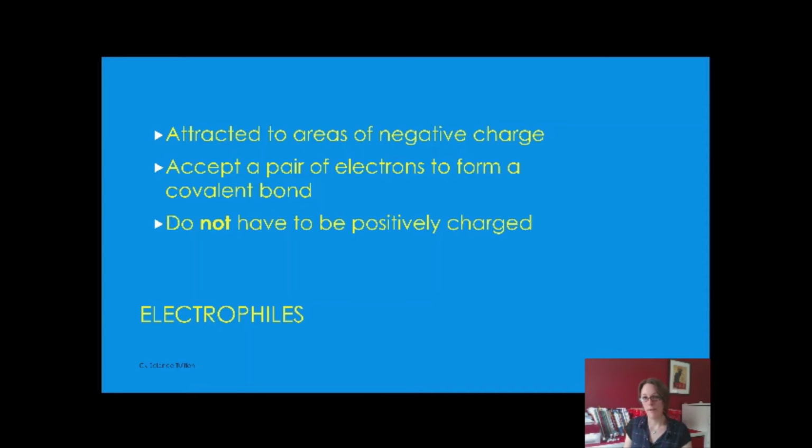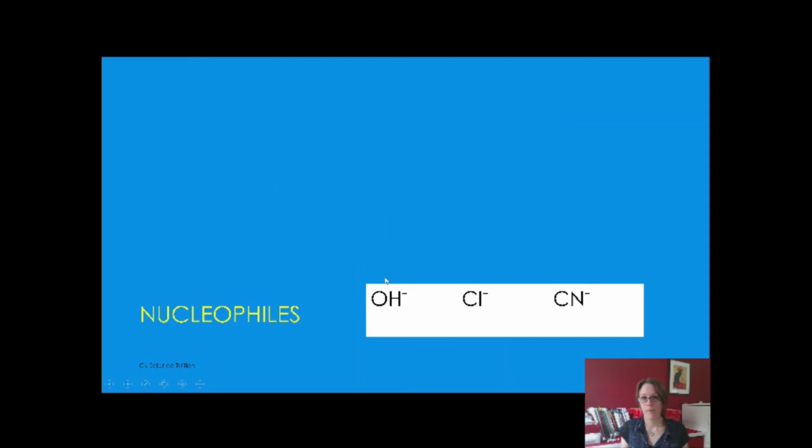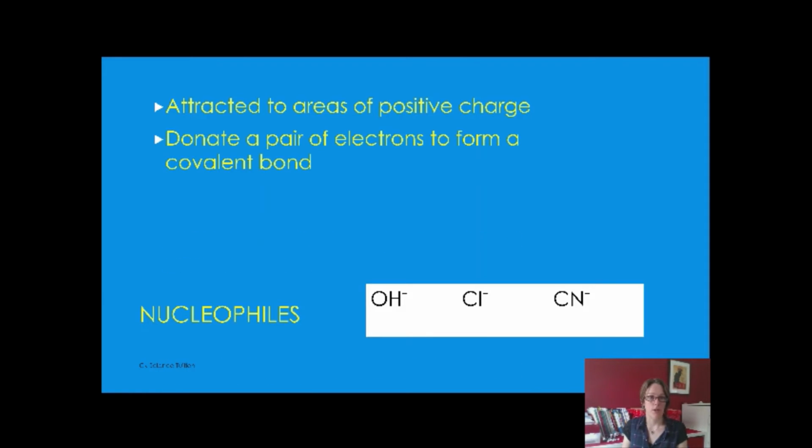Electrophiles do not have to be positively charged, and I'm not going to look into what types of molecules are electrophiles, for reasons that will become clear when we actually try and identify electrophiles in reactions. So nucleophiles, bit of a spoiler there down in the bottom right, are attracted to areas of positive charge, which means they can, of course, be negatively charged. When they get to that area of positive charge, which is actually going to be a positively polarized carbon, then they'll donate a pair of electrons to form a covalent bond.